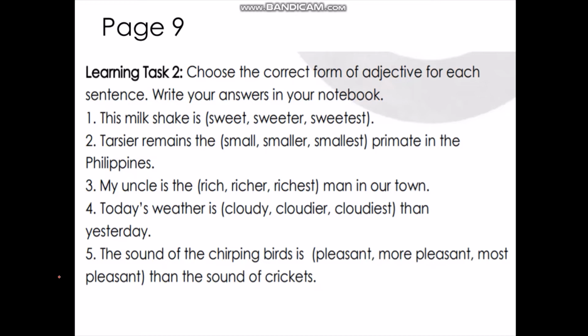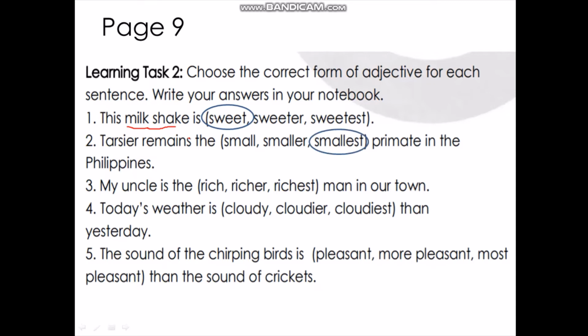So now let's check. For number 1, the correct answer is sweet. Very good. Why did we answer sweet? Because it's not comparing to anybody. It's just describing the milkshake. Okay, so the answer would be sweet.